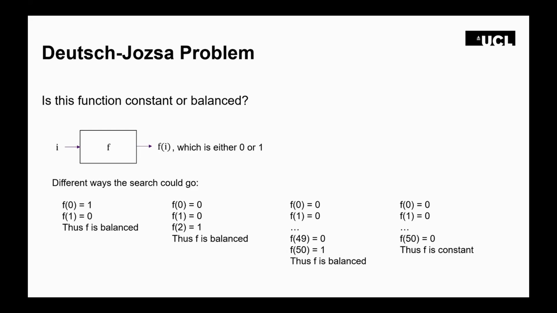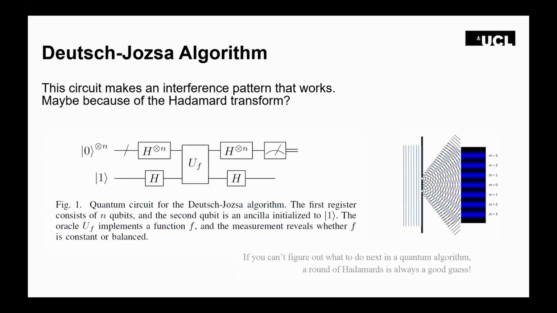Given a function, is this function constant, which means it outputs the same output on every input? Or is it balanced, which means it outputs 0 on half of the inputs and 1 on the other half of the inputs? This might be relevant to something in cryptography, but it's certainly not a good candidate, in my opinion, as a first problem. And the way it's solved is even more disappointing.